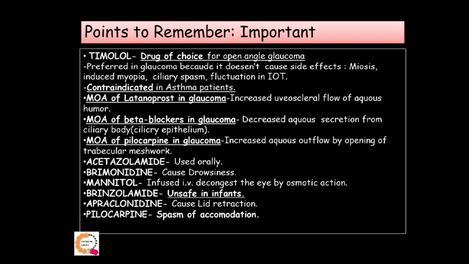Acetazolamide we use orally. Brimonidine causes drowsiness. Mannitol is infused IV and decongests the eye by osmotic action. Brinzolamide is unsafe in infants. Apraclonidine causes lid retraction and pilocarpine causes spasm of accommodation.